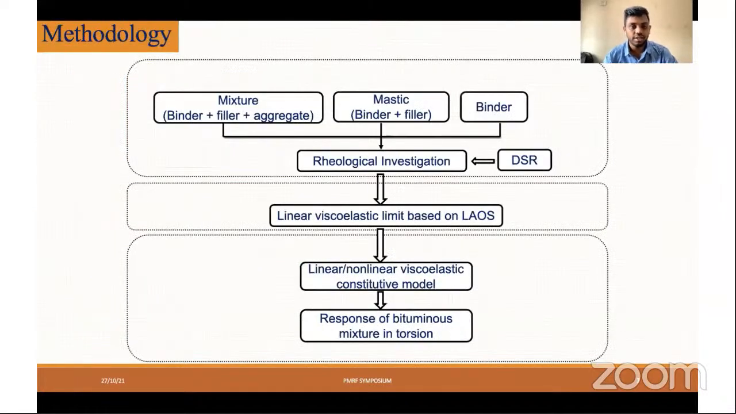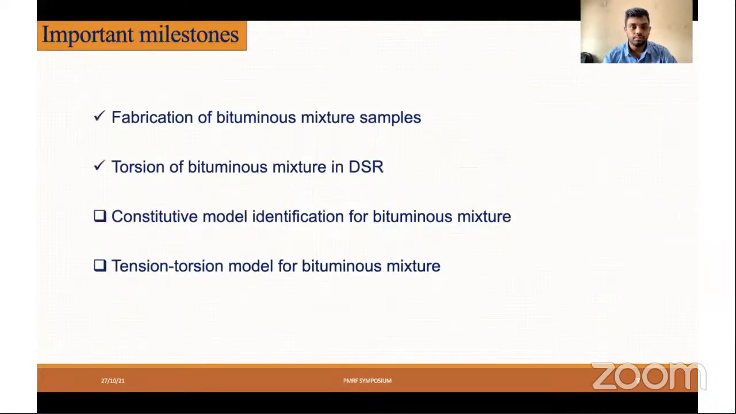The methodology is pretty straightforward. It involves the use of binder, mastic, and mixture, and the investigation of the same in the dynamic shear rheometer, delineating the linear viscoelastic and non-linear viscoelastic ranges, using a constitutive model, and further mapping the responses across different constituents and also with the bituminous mixture in different loadings.